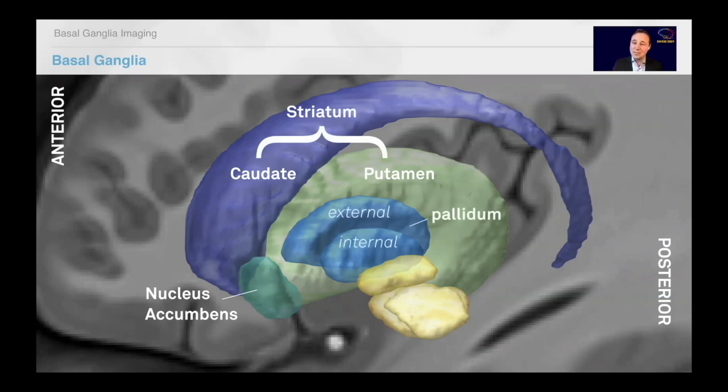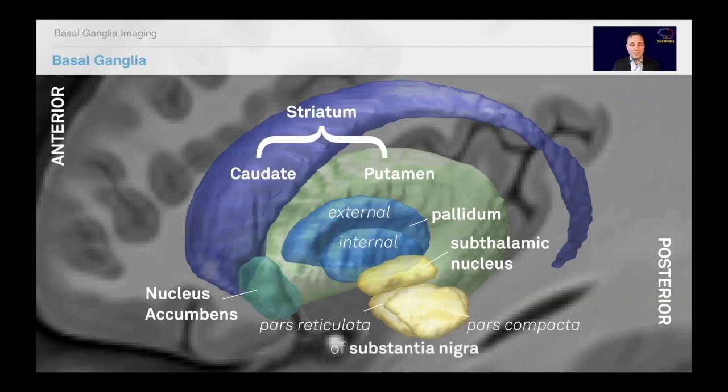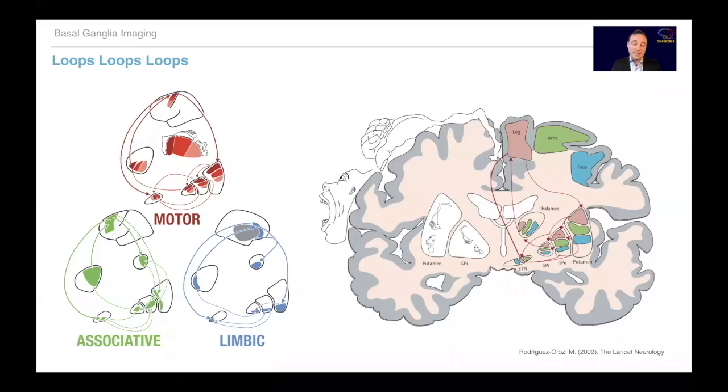Again, a very important structure in the basal ganglia: the subthalamic nucleus, very important for clinical applications such as deep brain stimulation in Parkinson's disease. And then we have the reticular and compact part of the substantia nigra. Together, these are the conventional parts of the basal ganglia.